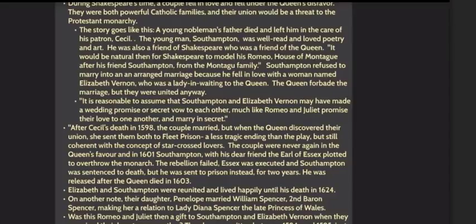On another note, their daughter Penelope married William Spencer, the second Baron Spencer, making her a relation to Lady Diana Spencer, who was the late Princess of Wales. So, was Romeo and Juliet a gift from Shakespeare to Southampton and Elizabeth Vernon when they promised their love to each other? The play was written about the right time and just when these events were unfolding.